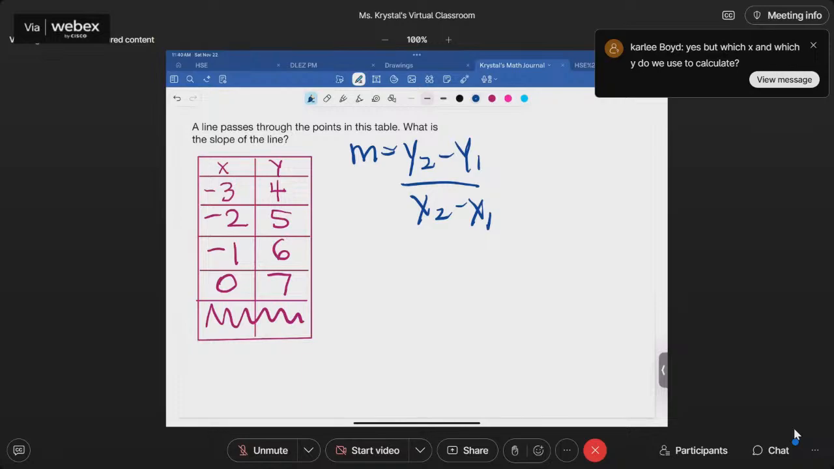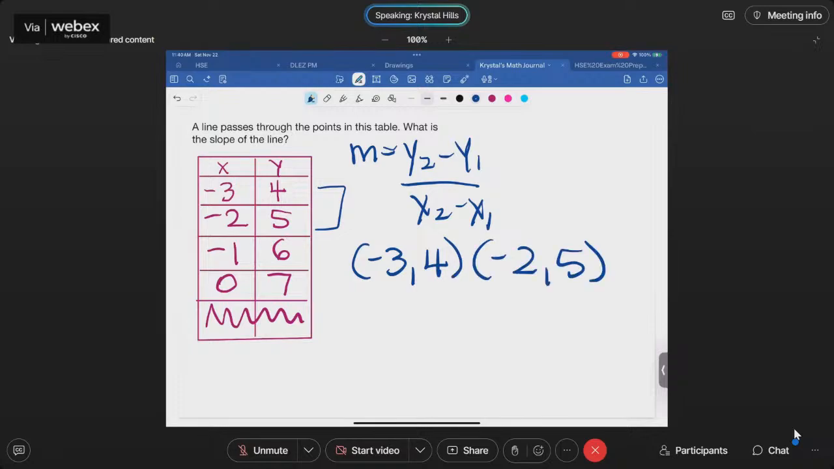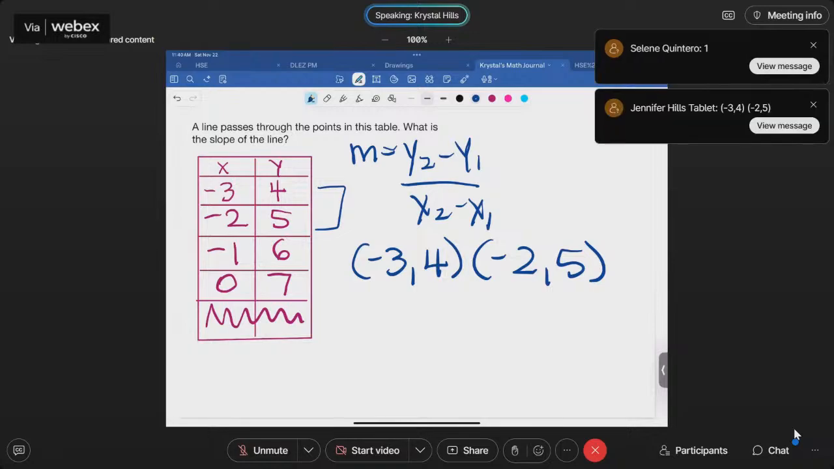You can use either one. I always just use the first two. So my first one would be negative 3 and 4. And my second one would be negative 2 and 5. I normally just use the first two because either one you do, you're going to get the same answer. So it really doesn't matter which one. Peace of mind for me, keep it simple. First two coordinates are what I use.